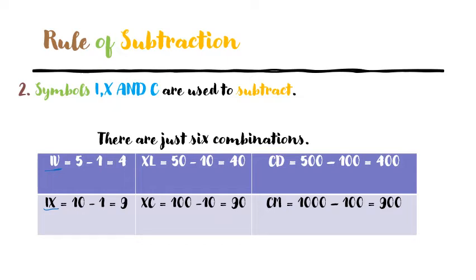Similarly, here comes X. You can see XL, XC. It means we have to remember that X can be subtracted from L and C only. And next comes C. C can be subtracted only from D and M. So this is a very important rule which you have to remember, that the letter I will be subtracted only from V and X. X will be subtracted only from L and C, and C will be subtracted only from D and M.